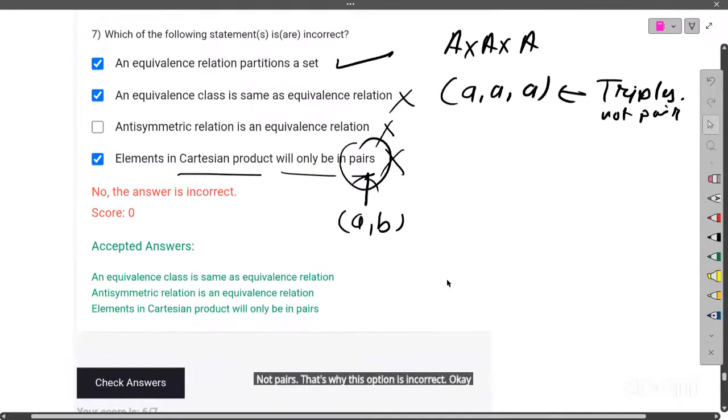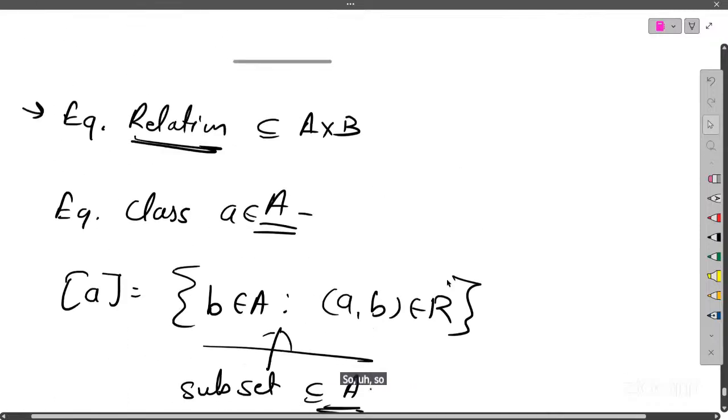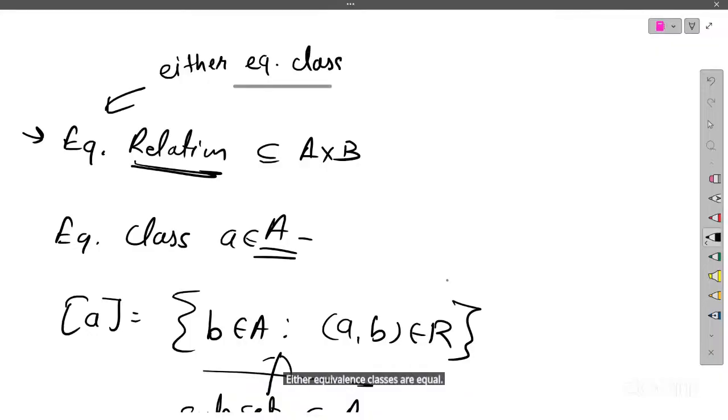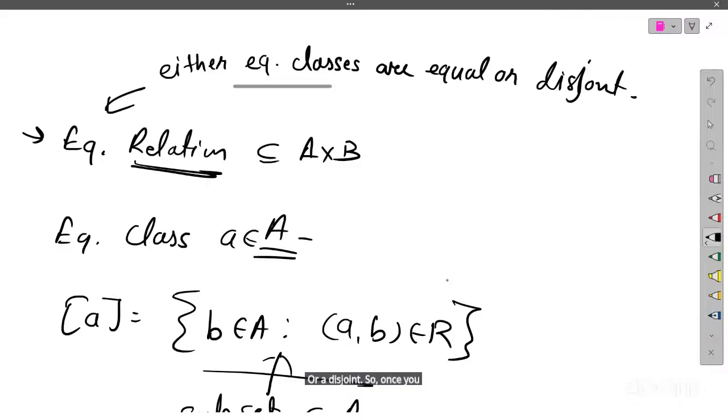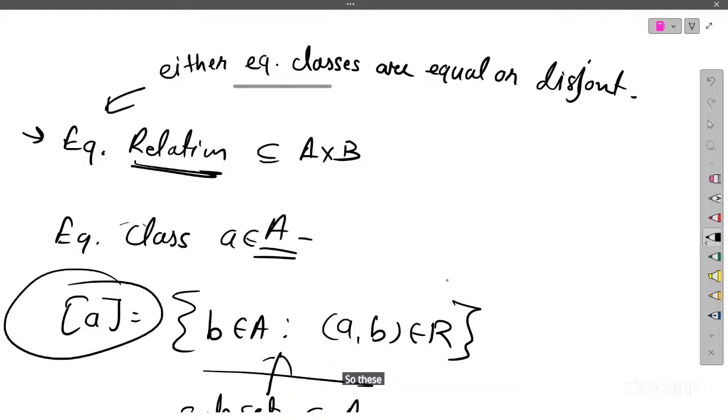Okay. And ma'am, how does an equivalence relation partition a set? So actually it's a big thing. When you have an equivalence relation, the equivalence classes possess the property that either they are equal or disjoint. Once you have an equivalence relation, the equivalence classes, which are subsets of the set, are either completely equal or completely disjoint. Disjoint means there is no common point. So these equivalence classes will partition the set.